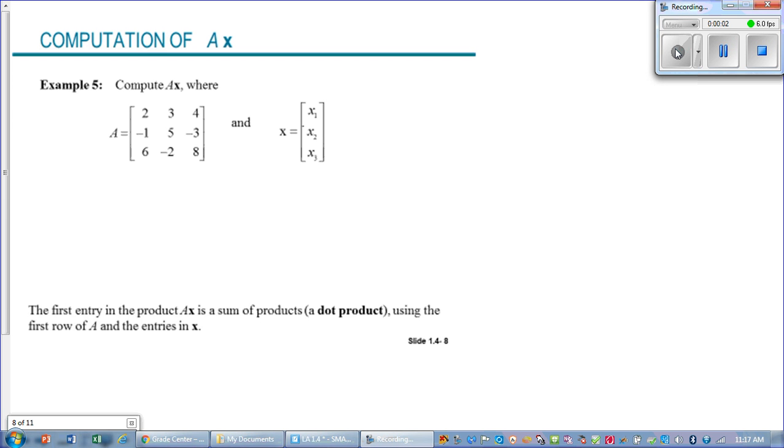Okay, we defined the matrix times a vector Ax to be the linear combination of the columns of A using the weights, the entries in x as the weights in that linear combination. So I want to look at another way to view a product. First, using the definition that we already have come up with, Ax is just going to be using the weights of x in the linear combination of the columns of A.